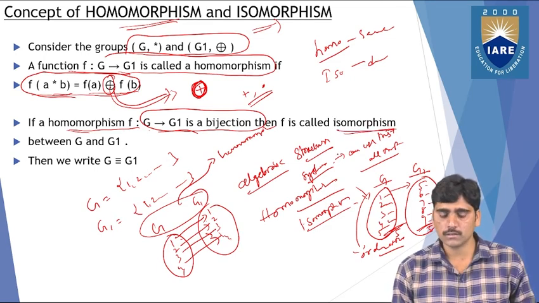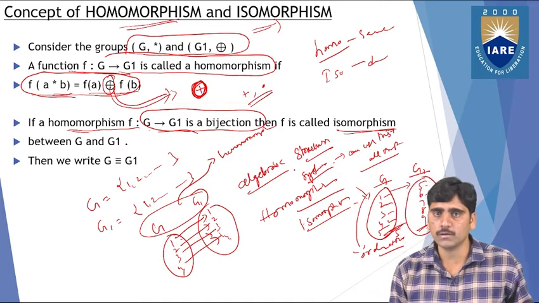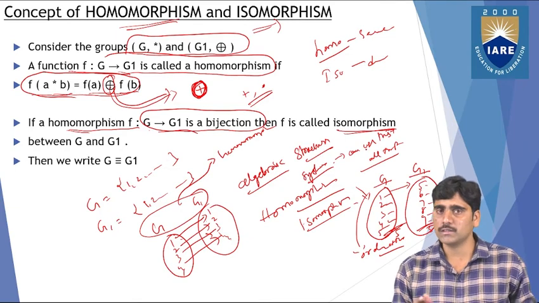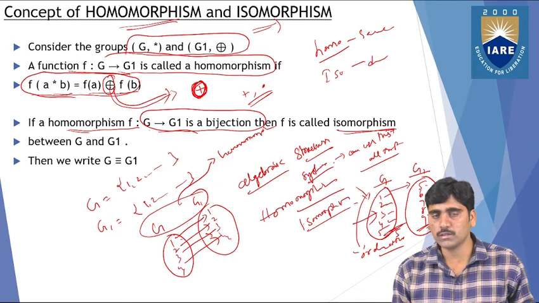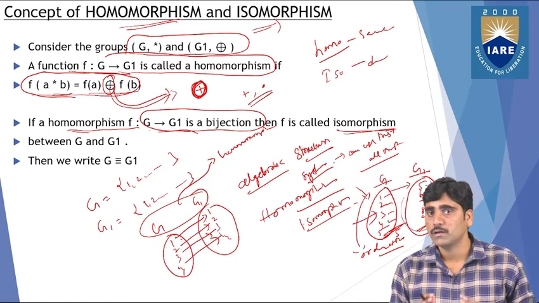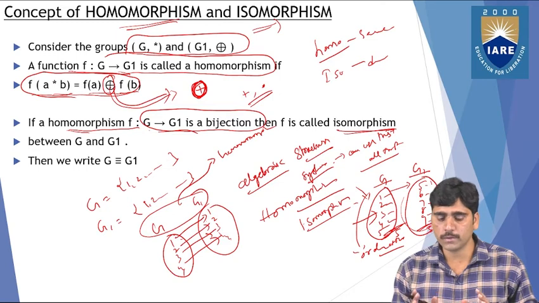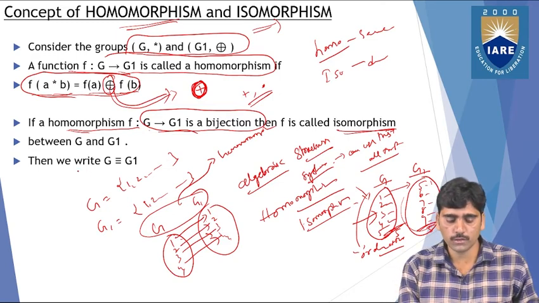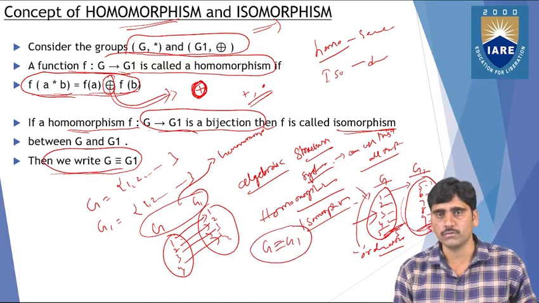So simply you can say that a bijection of a homomorphism is nothing but an isomorphism. A bijection means the elements are different, but the order is the same. It should follow the same order. So here 5 elements and here 5 elements, but the elements are different, while the order of the group is the same. Then we can write it as G congruent to G1.